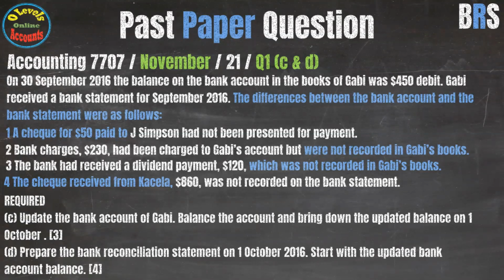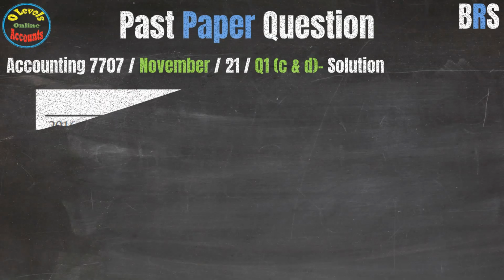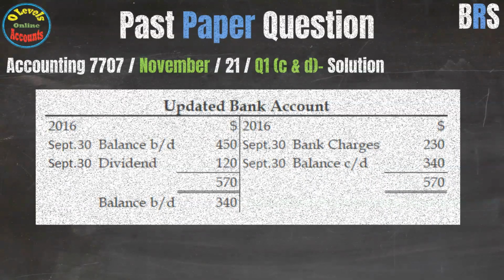Let's check the solution. The opening balance of $450 is placed on the debit side, this is the debit balance. $120 dividend is recorded on the debit side, which was not recorded by the cash book, bank, column. Bank charges $230 should be placed on the credit side, which was also missing in the cash book, bank, column. Then get the balance carried down as $340.